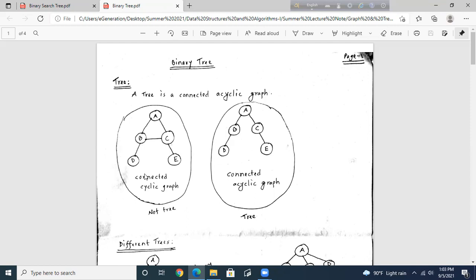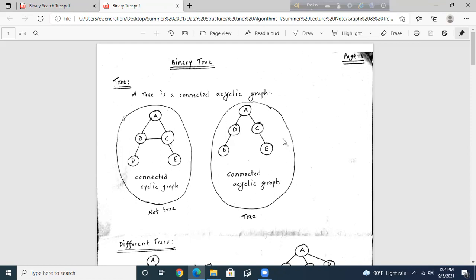This is a graph. It does contain a cycle, because there is A, B, C, then A. So there is a cycle, dear student. Since there is a cycle, this is a connected cyclic graph. Because of that, it is not a tree.